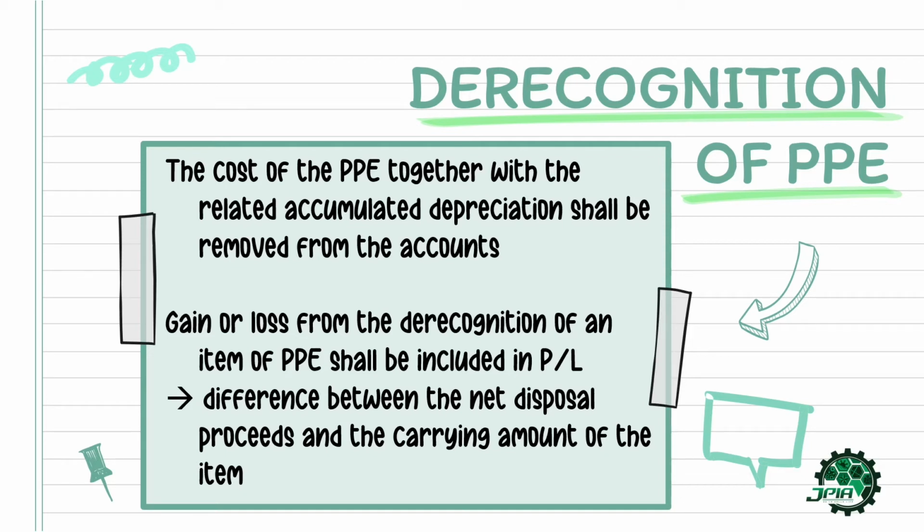So, ang gain or loss, paano natin malalaman? It's the difference between the net disposal proceeds, so usually, it's the selling price of the PPE, and the carrying amount of the item. Carrying amount: cost less accumulated depreciation.